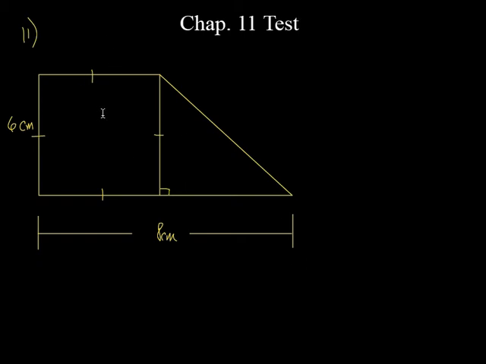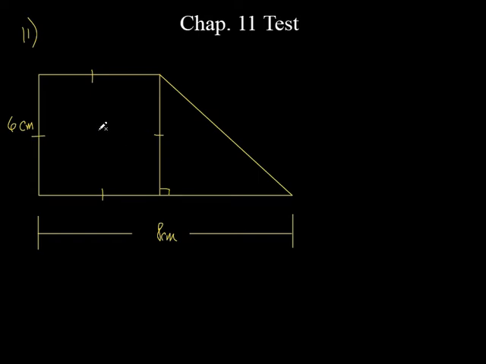Alright, let's take a look at this, the end of chapter 11. Let me see if I can get in the right mode here. There we go, and let's click on that. Good. Alright, let's see what we've got here. We have to find the area of this figure. So it's all shaded in, so you're finding the area of that whole entire figure.